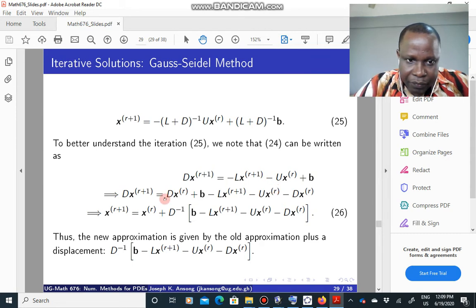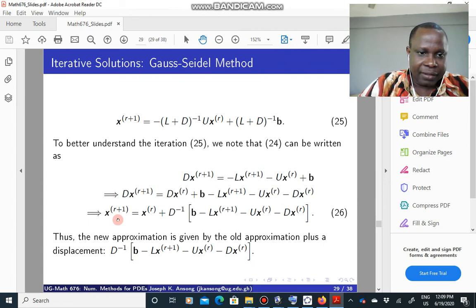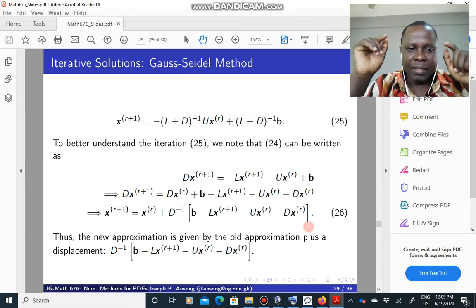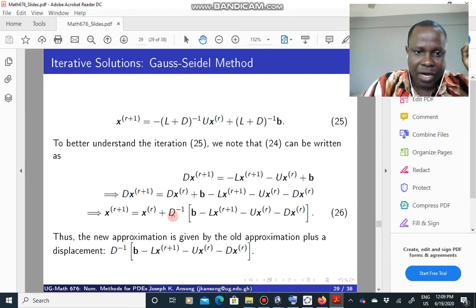And now if I multiply through by the inverse of D, okay, this D goes, and I'm left with x at r, and I have D inverse multiplying all of this, and that gives me this thing here. And so you will see that the new value, the new approximation here, is equal to the old one, right, plus some kind of a term which is referred to as a displacement. Okay, so you have the old one plus some kind of a displacement, and that is how the scheme develops or evolves.